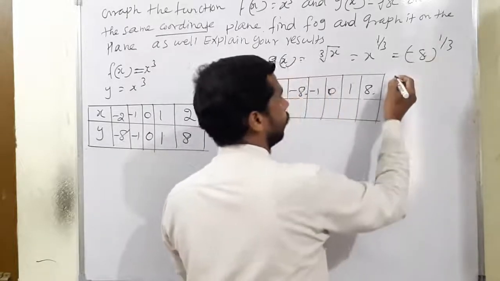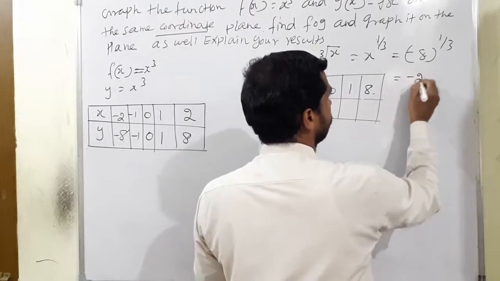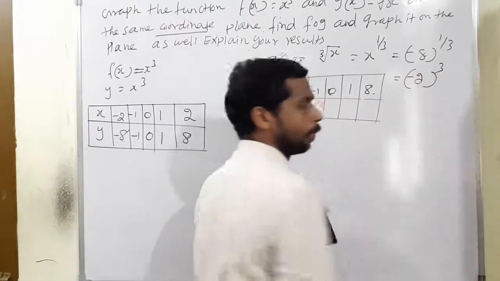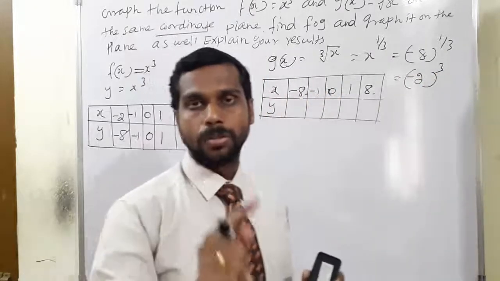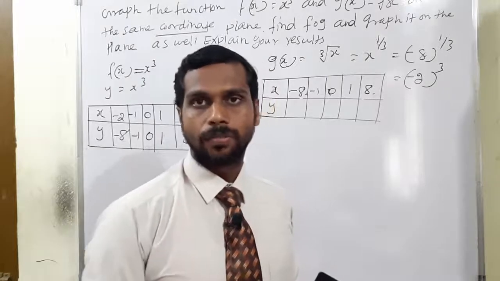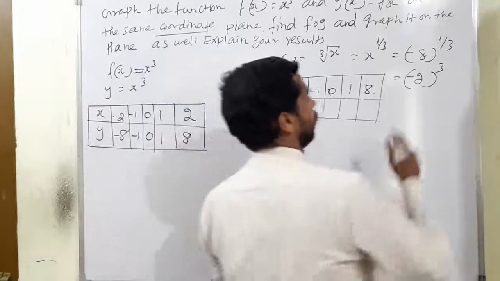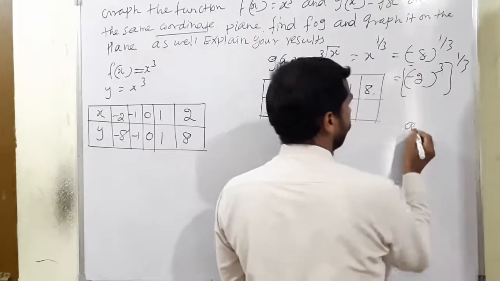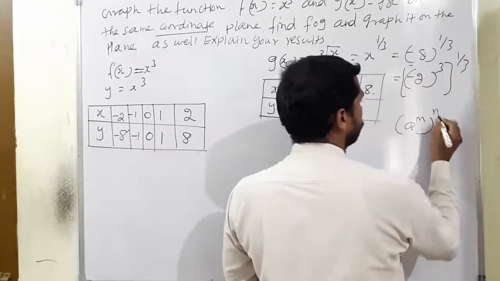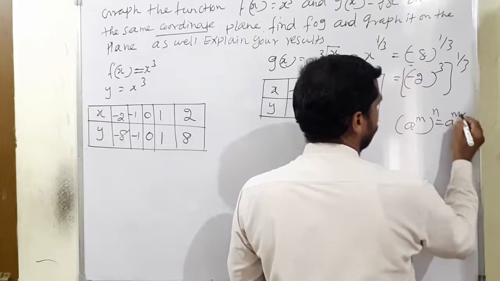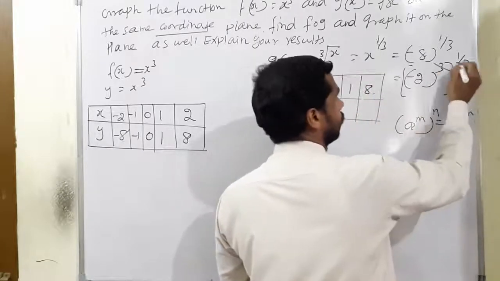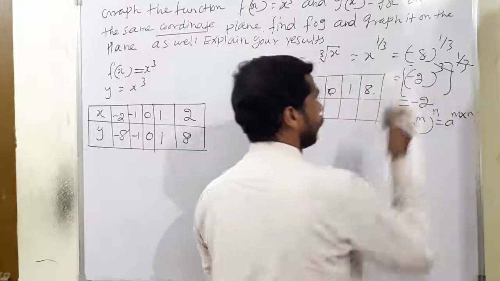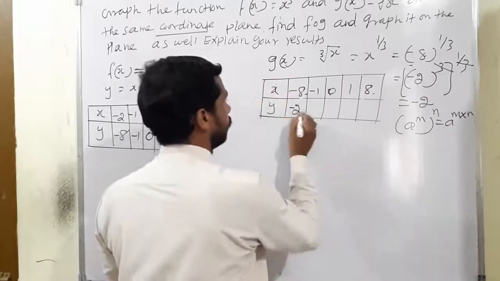Minus 8 to the power of 1 by 3: we can write minus 8 as minus 2 the whole cube, which is minus 2 into minus 2 into minus 2. Now the whole bracket to the power 1 by 3. Already we know one formula: a to the power m, the whole power n, means a to the power m into n. Therefore the 3 and 3 will cancel, so the answer is minus 2.